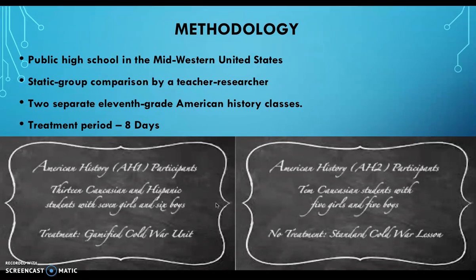The second group, American History 2, or AH2 is what we'll reference it as, the participants in that group were 10 Caucasian students with 5 girls and 5 boys. And there's not really a treatment for this one. They're going to get the standard Cold War lessons. And the lessons are identical to the lessons in the gamified unit. It's just that it's not gamified.